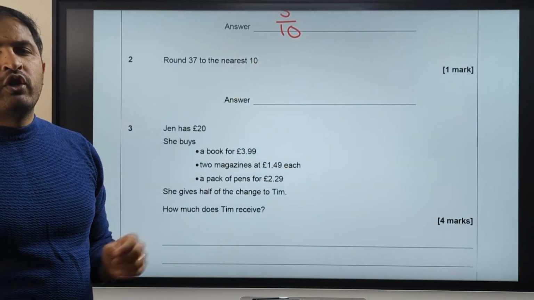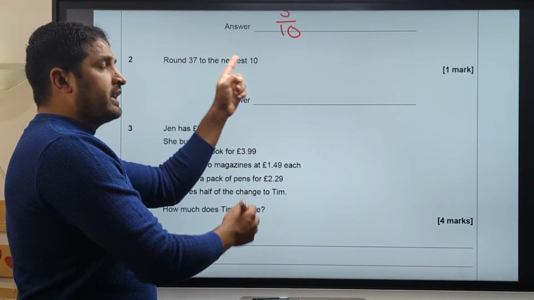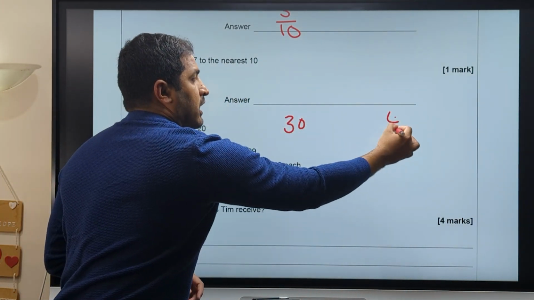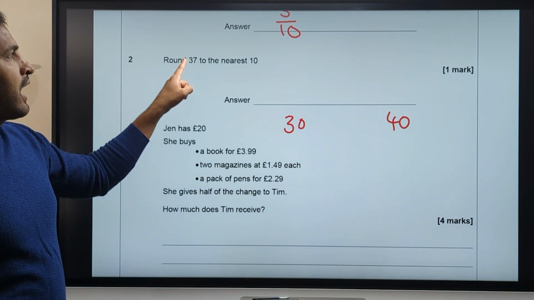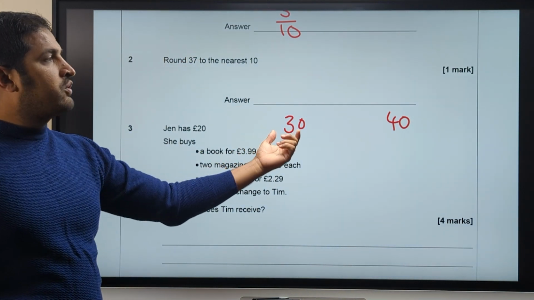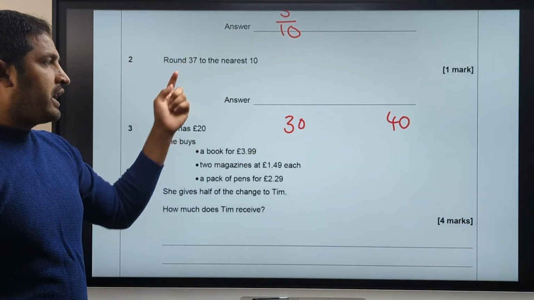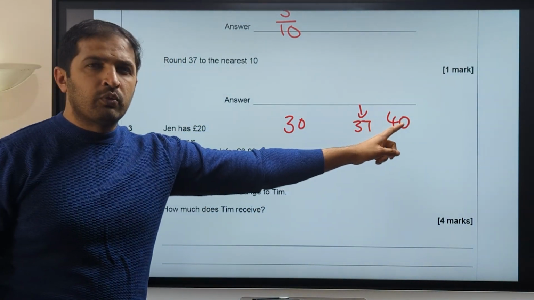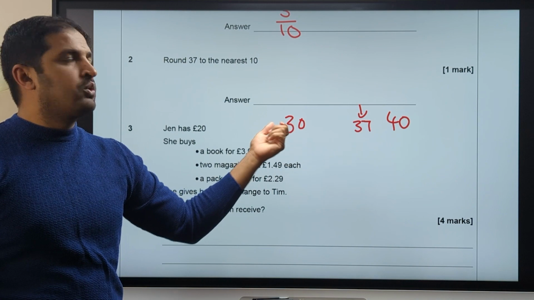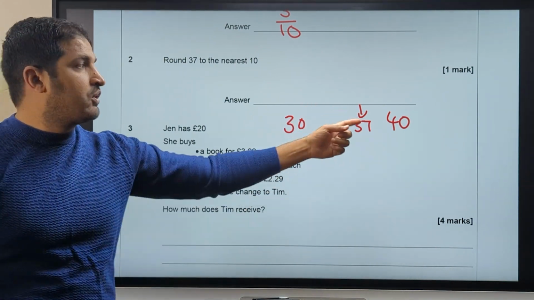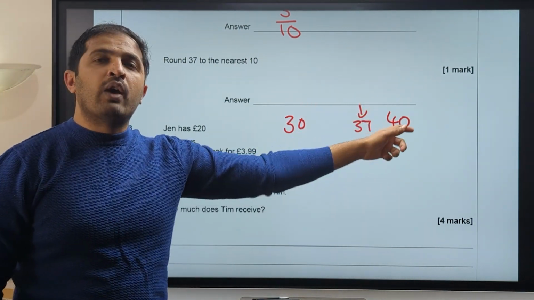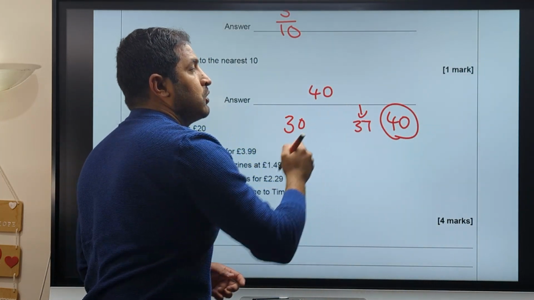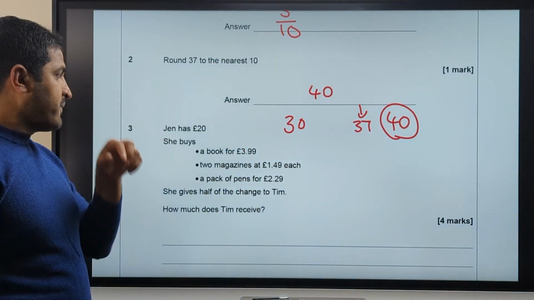Round 37 to the nearest 10. If you list everything in tens, you'll have your 30 and then you have your 40. If you're rounding a number to the nearest 10, these are tens. 37 would be somewhere here. So is 37 close to 40 or close to 30? That's what rounding means. If it's 35 or above, you round to 40. So we round this number to 40 because it's closer to 37.